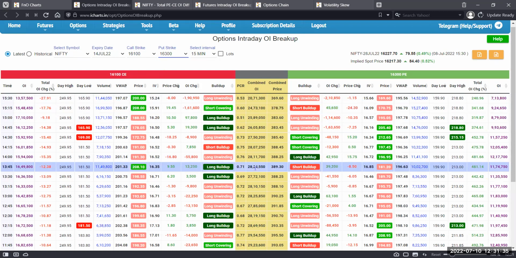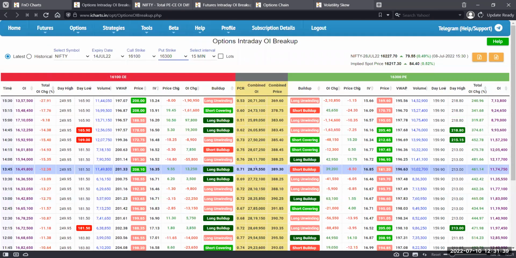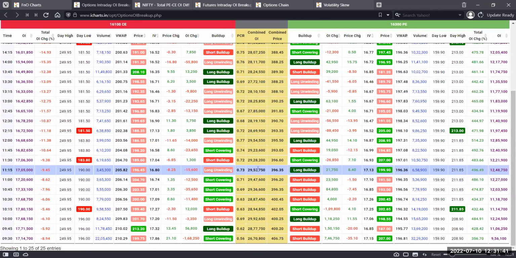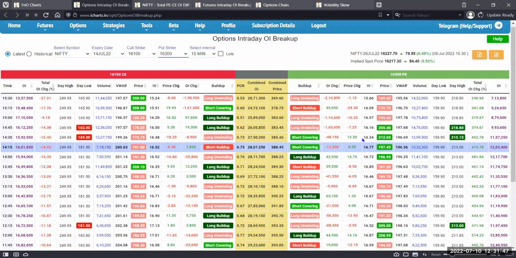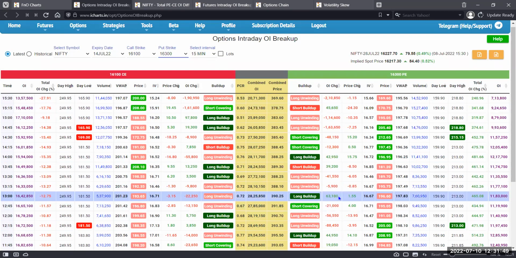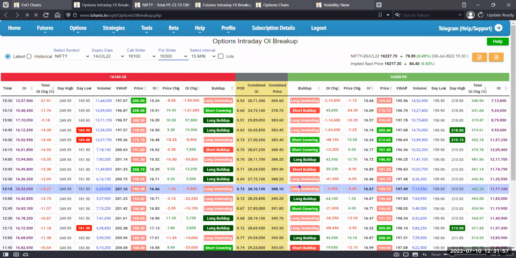Can we have that bar chart, like in total PCR of these changes, like below? Build up, and yeah, we can. We'll be doing a complete overhaul of this stage, because percentage is also to be added here. So we'll add a bar chart. In that chart we can see instantly which is going up and which is unwinding. Yes, that is definitely planned.